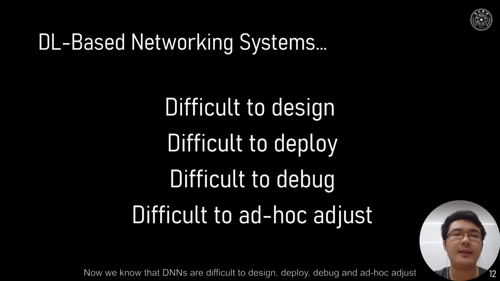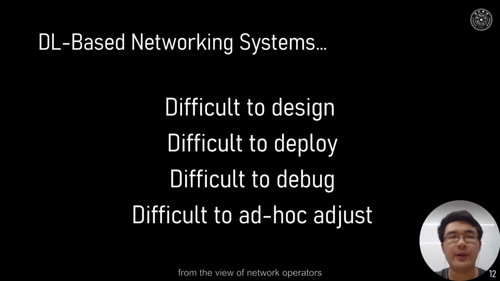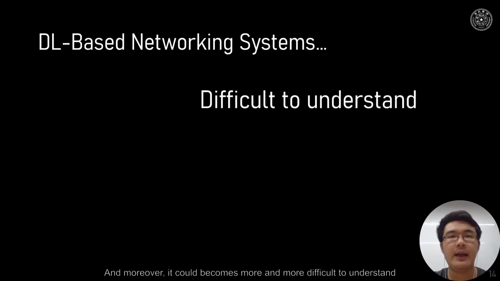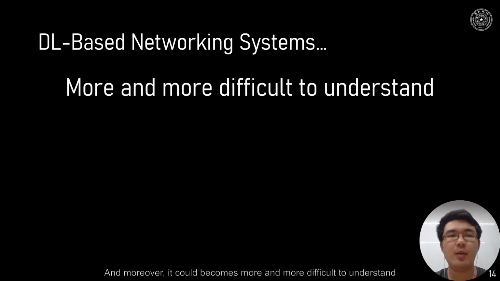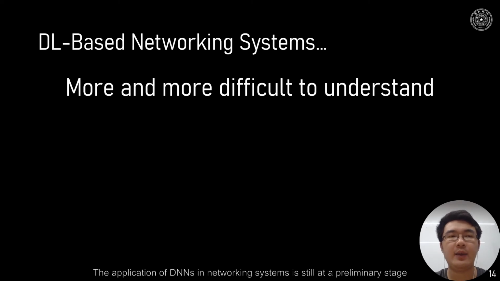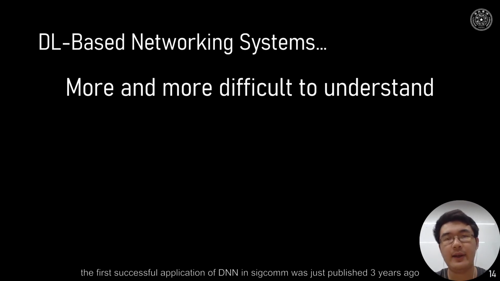So now we know that DNNs are difficult to design, deploy, debug, and ad hoc adjust from the view of network operators. And the root cause is because network operators could not understand why deep neural networks make such decisions. And moreover, it could become more and more difficult to understand. The application of DNNs in networking systems is still at a preliminary stage. The first successful application of DNN in SIGCOMM was just published 3 years ago.